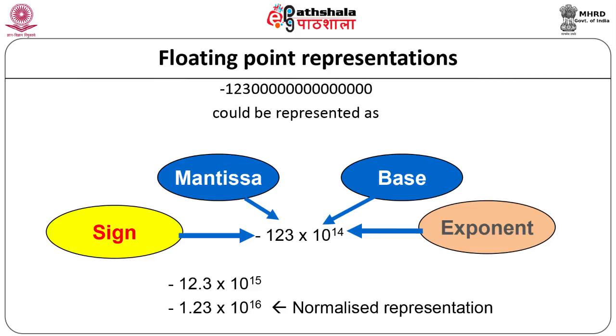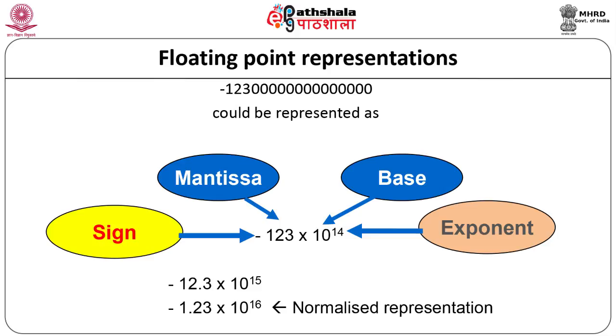When we deal with very large and very small numbers, we often resort to using scientific notations. Calculators, for example, often represent the results of large calculations this way, because there is an insufficient number of digits to show the result normally. So, let us consider a large number, minus 123 followed by 14 zeros, which can be represented as minus 123 times 10 raised to 14. Here we have 4 parts: sign, mantissa, the base and the exponent.